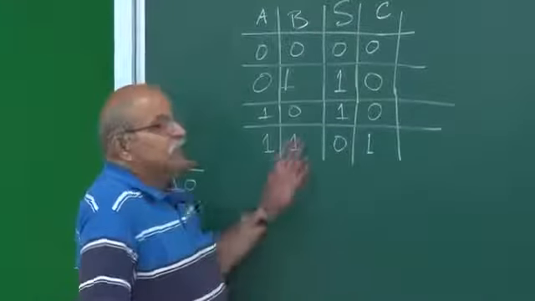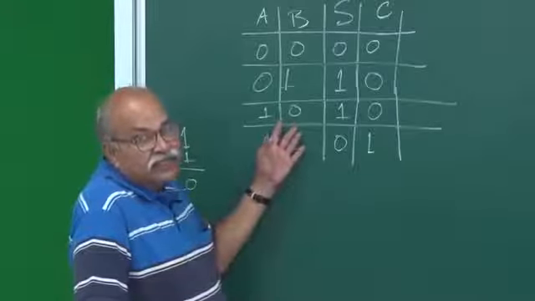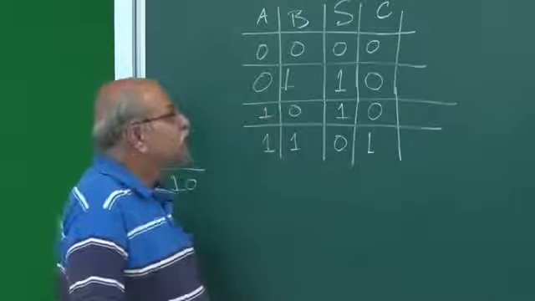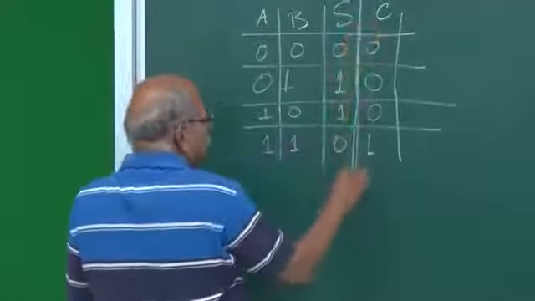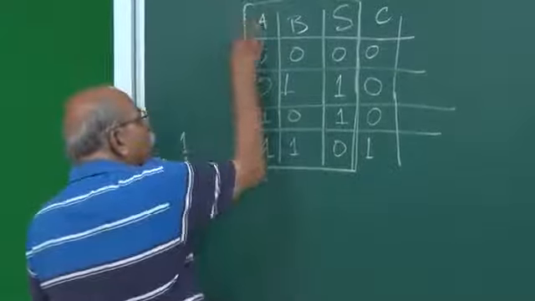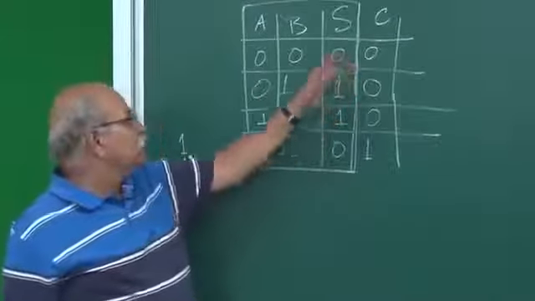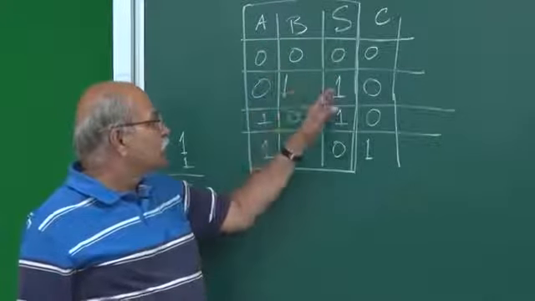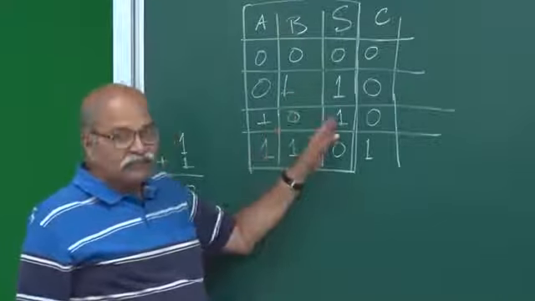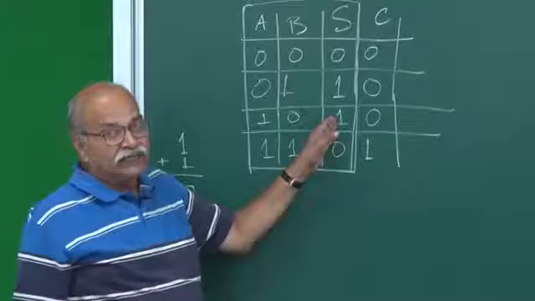Now, how to implement that? How to get a digital circuit which can do this? If you look at this part only, two inputs and one output, and the truth table is 0 0 gives you 0, 0 1 gives you 1, 1 0 gives you 1. Up to here it looks like an OR gate, right?